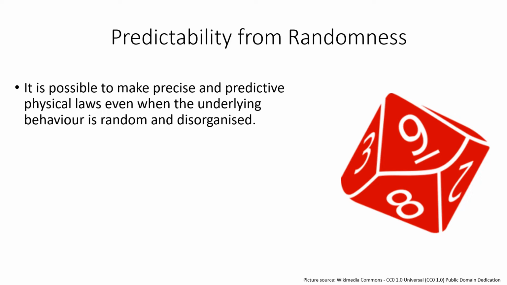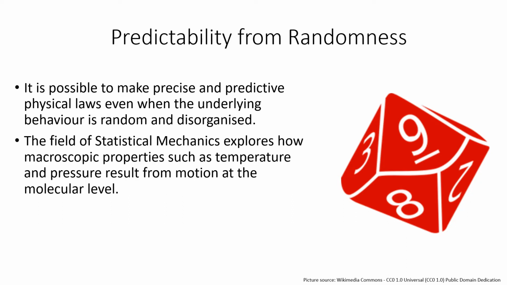So we can make precise and predictive physical laws, even when the underlying behaviour is random and disorganised. And in fact, statistical mechanics is the name of the field which explores how the macroscopic properties, such as temperature and pressure, result from the random motion that we see at a molecular level.